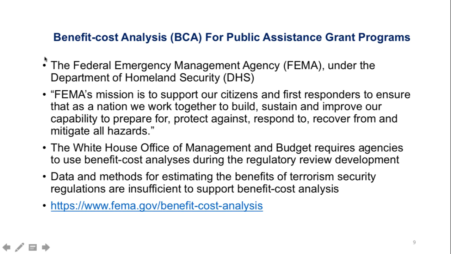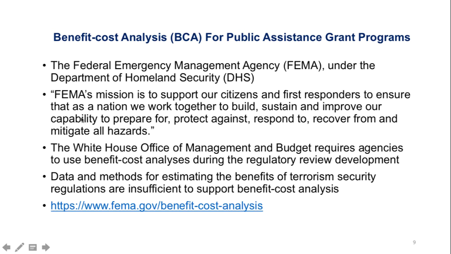So I selected FEMA, the Federal Emergency Management Agency, under the Department of Homeland Security. Looking at the website, you can see their mission is to support our citizens and first responders to ensure that as a nation we work together to build, sustain, and improve our capability to prepare for, protect against, respond to, recover from, and mitigate all hazards.